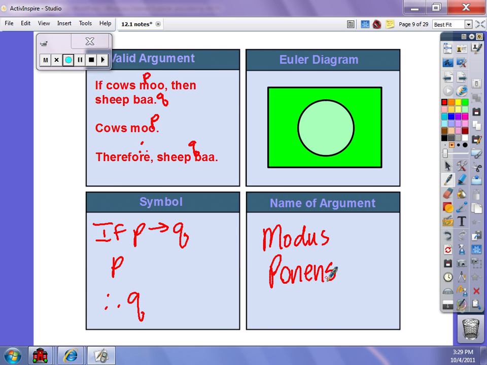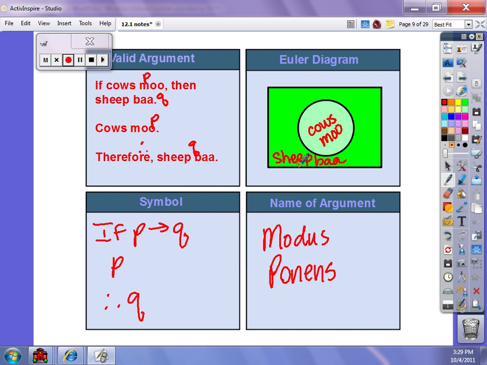So whenever you see an argument that follows this pattern, if P then Q, P therefore Q, that's called modus ponens and it's a valid argument. Another way to test a valid argument is by doing it on an Euler diagram. In the center of my circle, in the bullseye, we're going to put cows moo, which is the hypothesis of our conditional. On the board outside of the bullseye, we're going to put sheep baa, and that's the conclusion of our conditional statement.